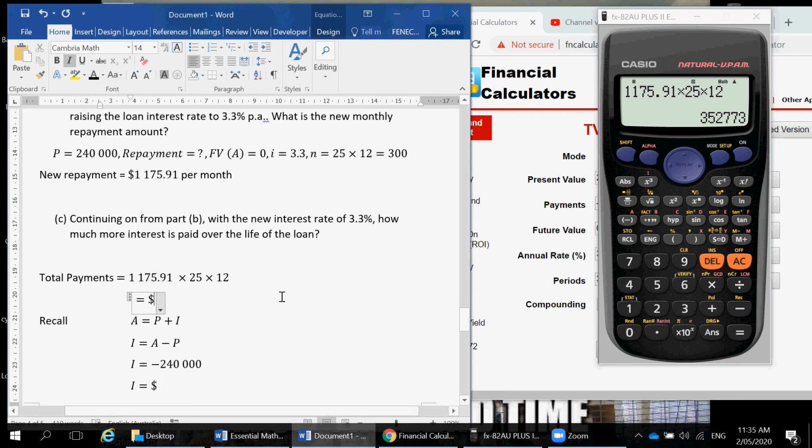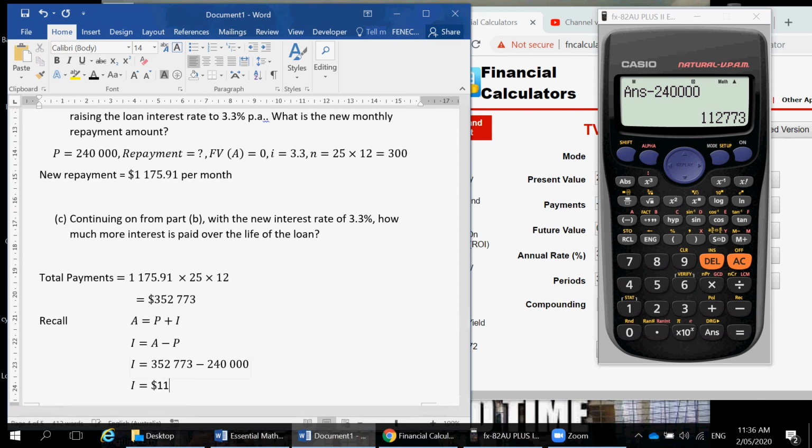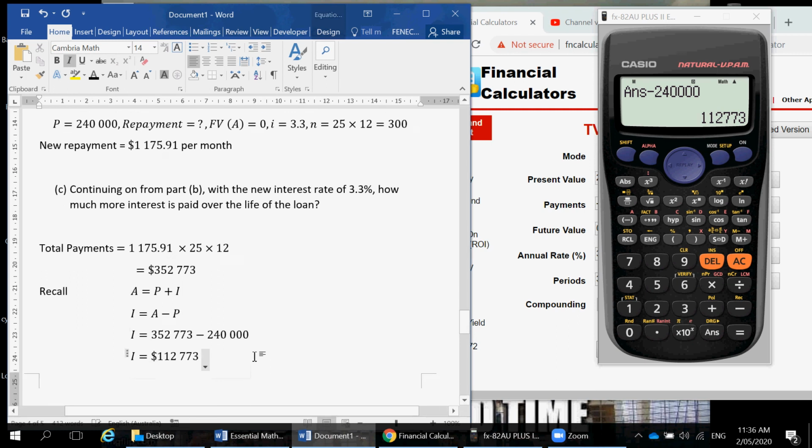And it says that over the life of the loan, they're going to pay a total of $352,773 at this new interest rate. Now, again, to work out the amount of interest we've paid, we work out how much they paid overall, subtract the amount they borrowed. So that's what they paid, that's what they borrowed. The interest they have paid, they have paid a total of $112,773.